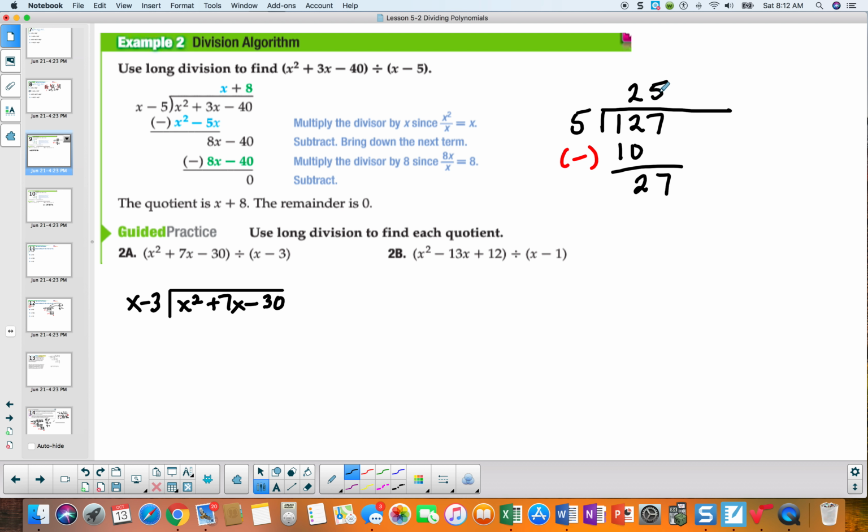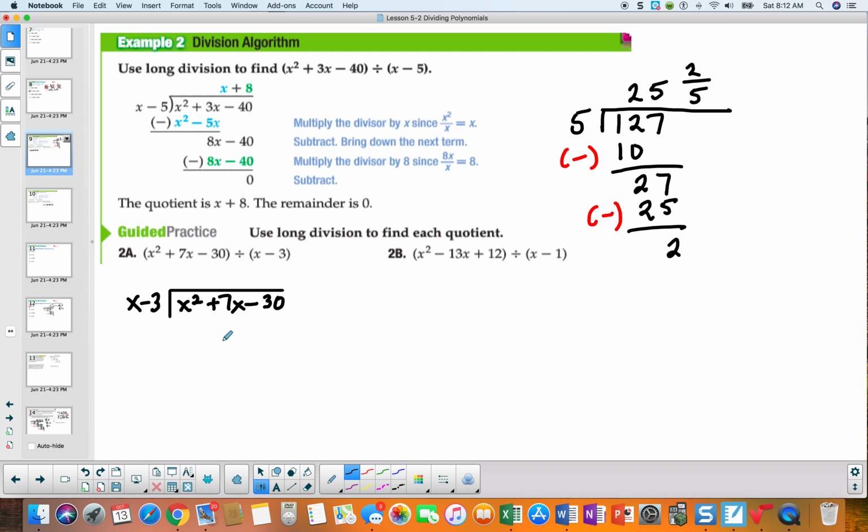times. We're going to multiply 5 times 5, and that's 25. At this point, we are going to subtract, and we're going to get an answer of 2. And this answer is our remainder, and we usually put our remainder like this. So let's go ahead and do this problem.